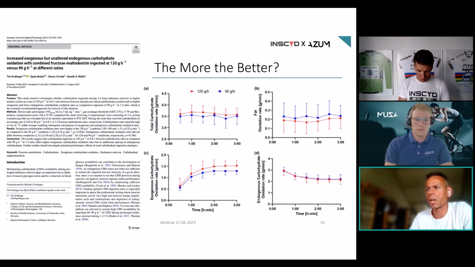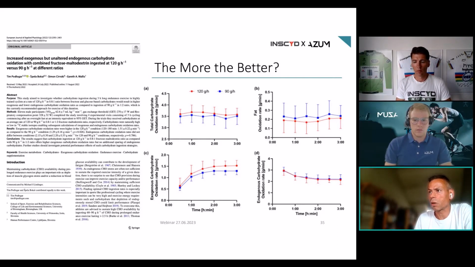They compared carbohydrate intakes as is recommended, based on the normal recommendations of 90 grams per hour, and compared it with these higher intakes we sometimes see used in elite athletes, 120 grams per hour. And they investigated what the result was of these two carbohydrate intake rates on total carbohydrate oxidation. That's the left graph here on top left. And you can clearly see that when you consume more carbohydrates, you will oxidize more as well.